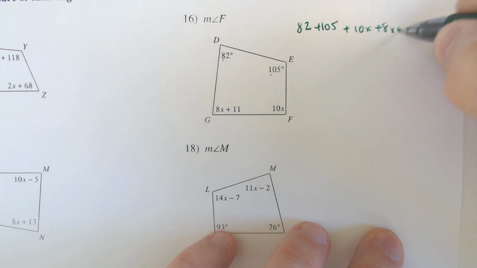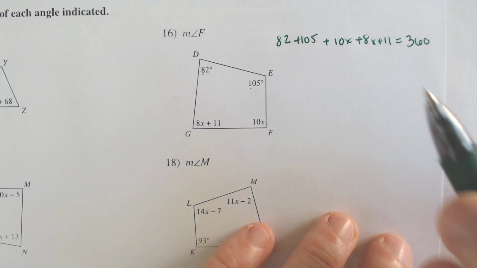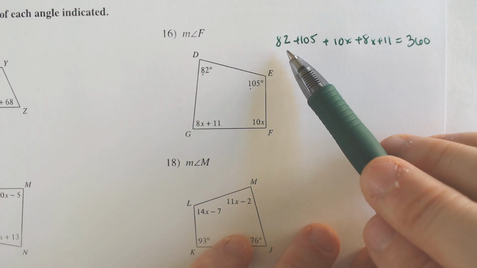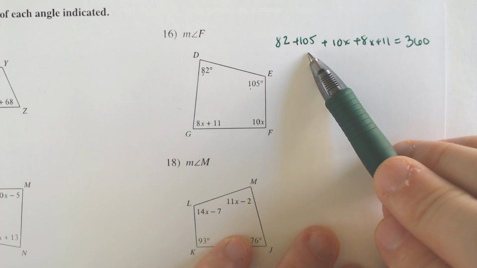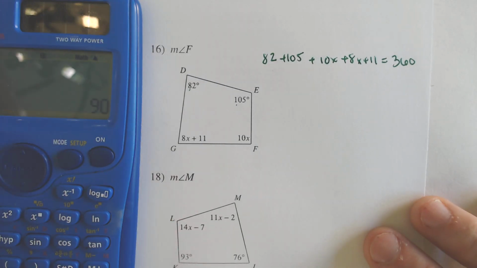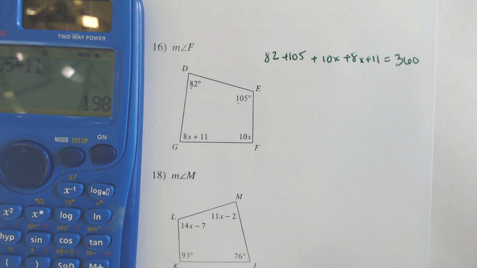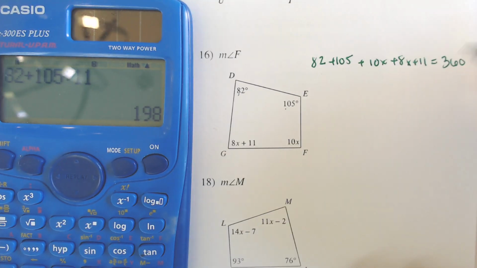We add up all four angles, the 82, the 105, the 10x, and the 8x plus 11, to equal 360 degrees. Okay? Combine all like terms. So we have 82 and 105 and 11, which are all the regular numbers without an x. If we add those together, we get 198.